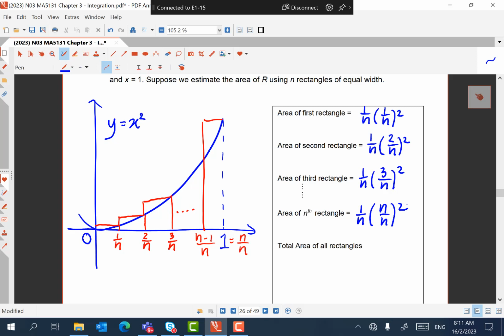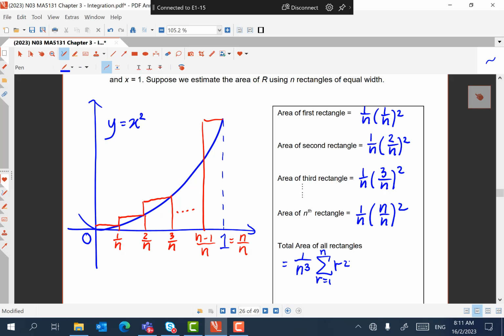Right. And then you total them up. You total up all these areas. What will it be, Ivan? Huh? You mean n cubed, right? And what's inside here?